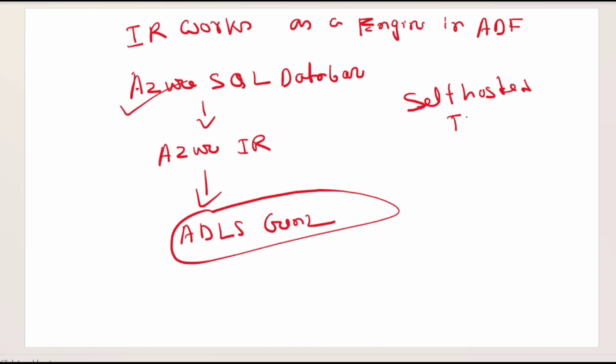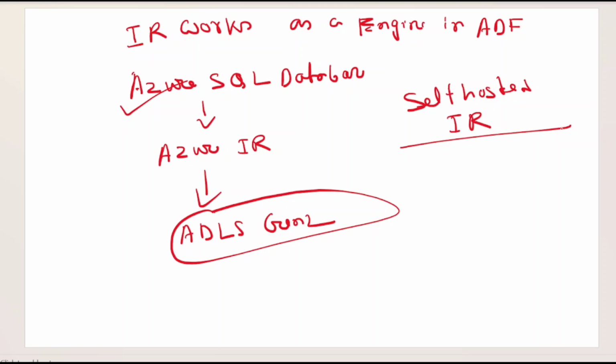Self-hosted IR. So what is self-hosted integration runtime? It is used when the source or destination is inside your organization's private network, on premises. It is used for SQL Server, Oracle database, file server, SAP, and local folders.